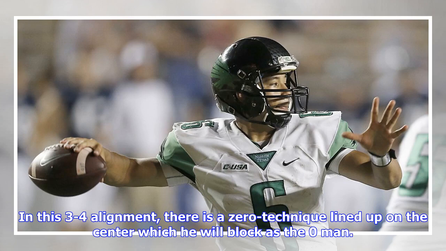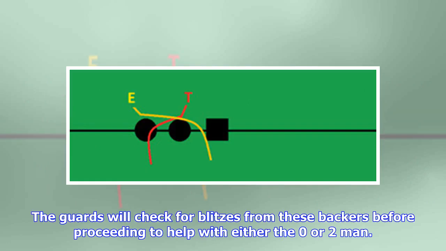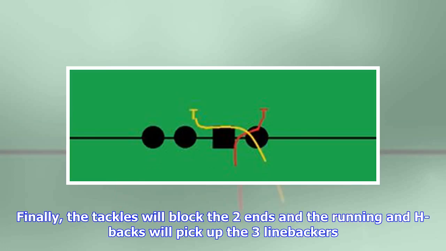In this 3-4 alignment, there is a 0 technique lined up on the center, which he will block as the 0 man. The 1s are linebackers lined up off the ball. The guards will check for blitzes from these backers before proceeding to help with either the 0 or 2 man. Finally, the tackles will block the 2 ends and the running and H-backs will pick up the 3 linebackers.